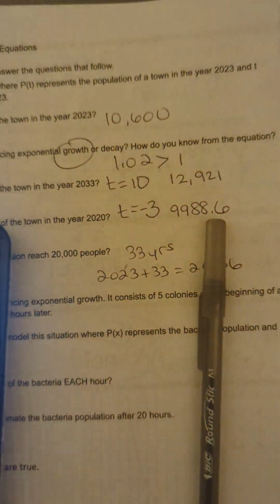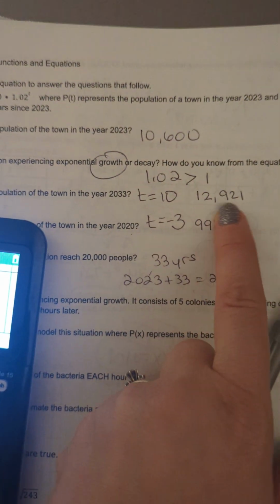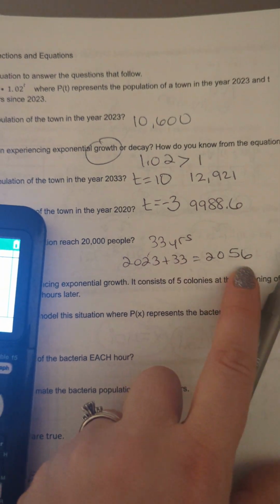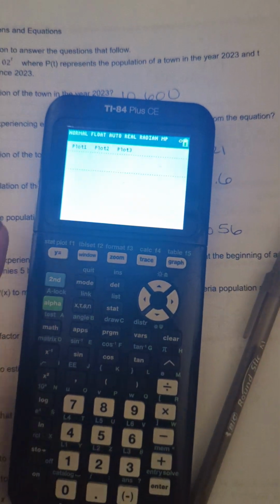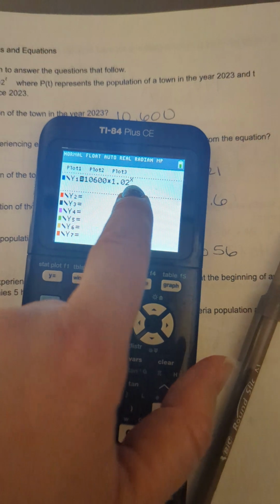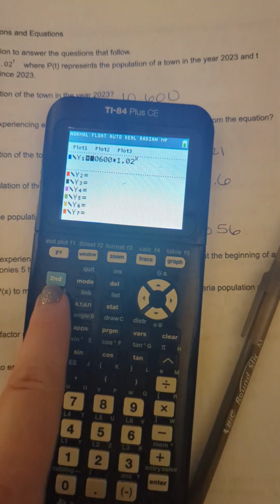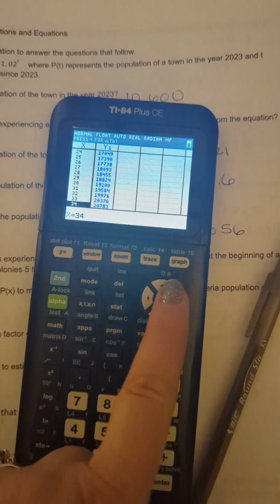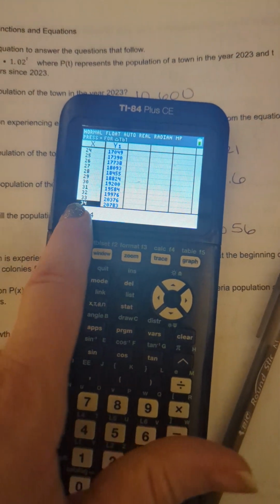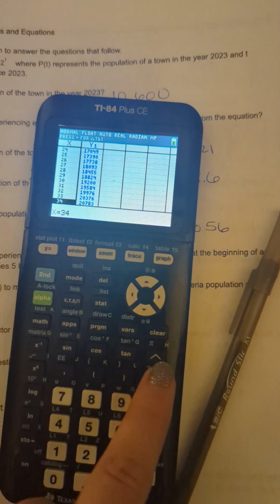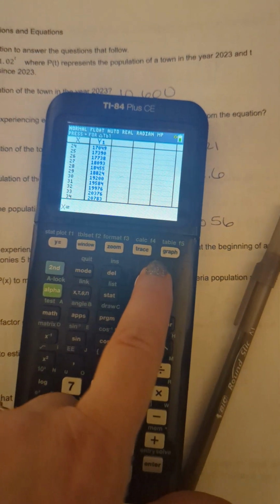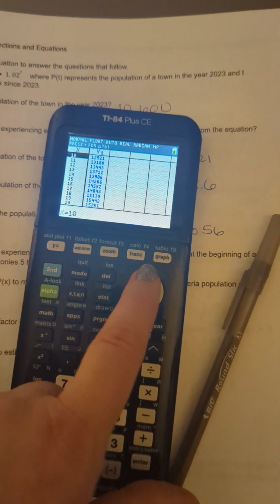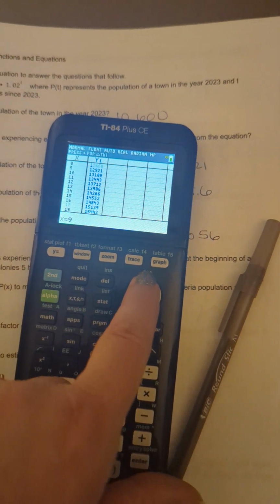All right, so these are my answers: 12,921, 9988, and in 33 years. So I plugged my function into the y equals menu with x as my years, and then in the table function, I scrolled down until I got over 20,000, but you can also jump back up and check it at year 10. And that's where I got one of my answers. So there's my answer for year 10, and go back to -3.